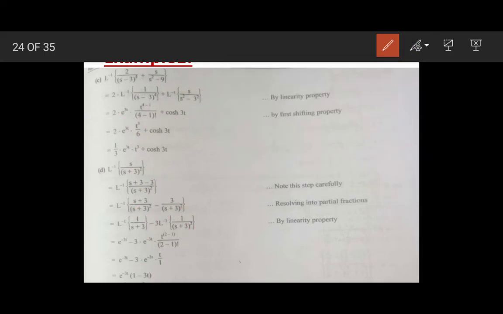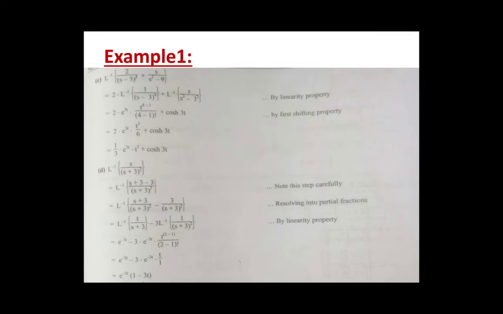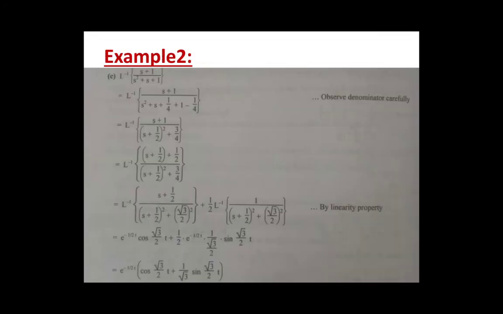So here first we added and subtracted 3, then we separated the terms, then we used the linearity property, and then we used the shifting property. Now let us see the next example.